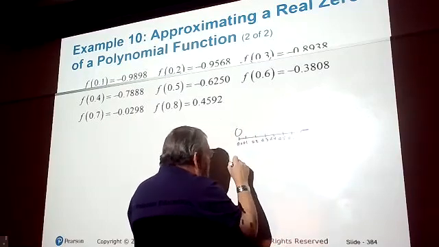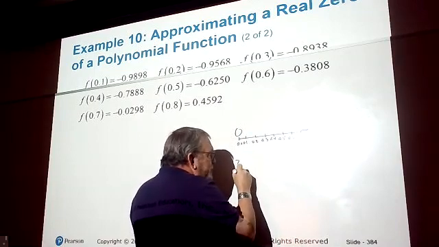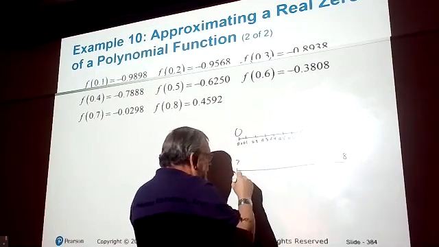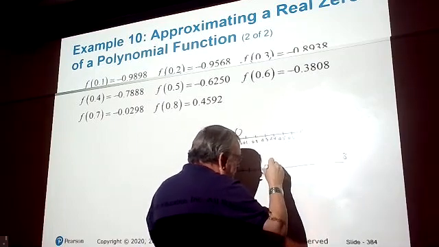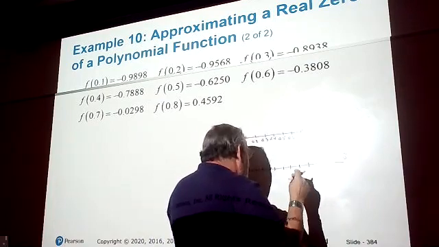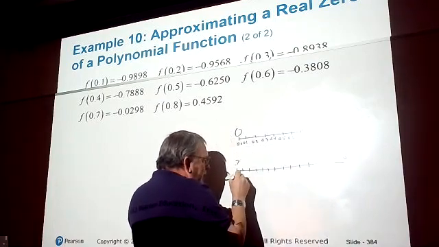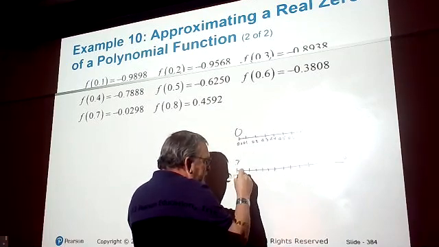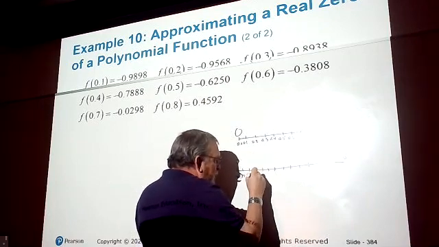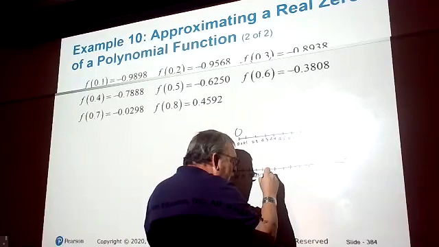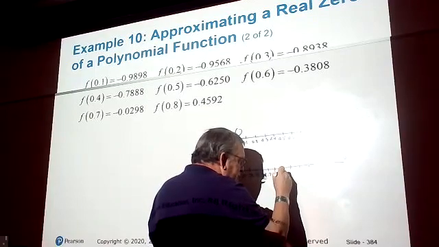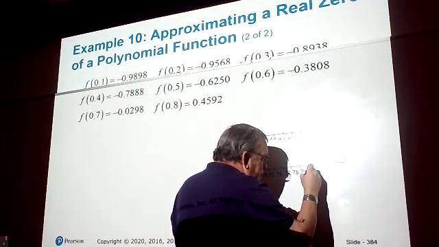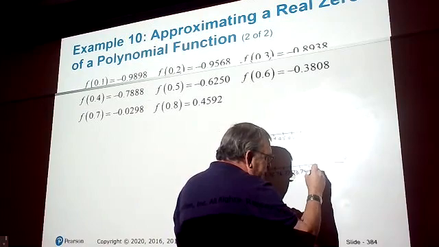So now we go from 0.7 up to 0.8, and we divide that into 10 intervals. 1, 2, 3, 4, 5, 6, 7, 8. So we have 0.70, 0.71, 0.72, 0.73, 0.74, 0.75, 0.76, 0.77, 0.78, 0.79, 0.80.